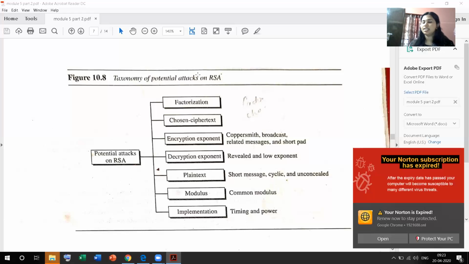In the case of the modulus, if a community, a large number of senders, uses the same value of n, then attackers can easily attack the value of n. And then the last one is the implementation.